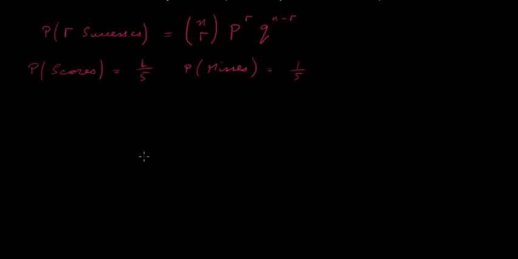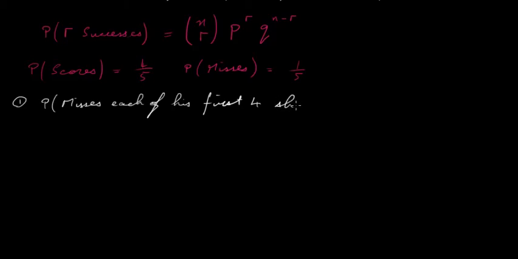Okay, so the first question we're going to ask is: find the probability that John misses each of his first 4 shots. So he misses each of his first 4 penalty shots. We want to find this probability.